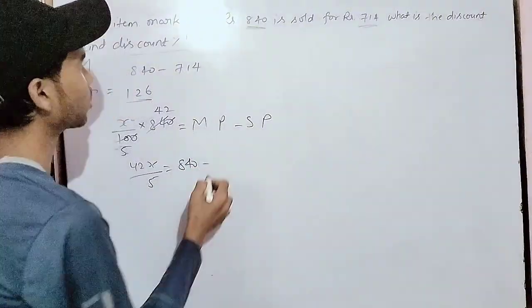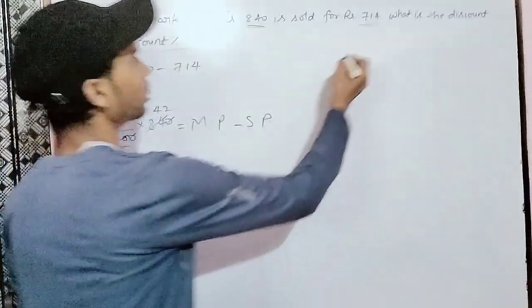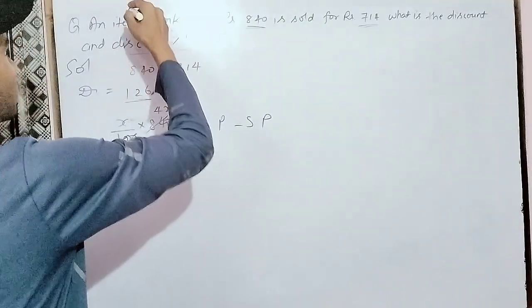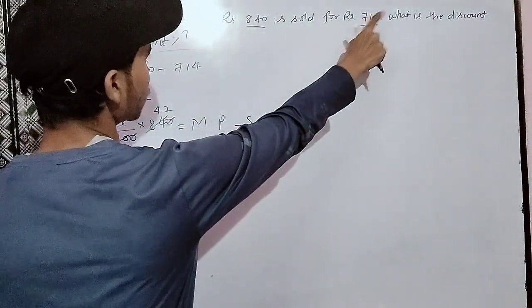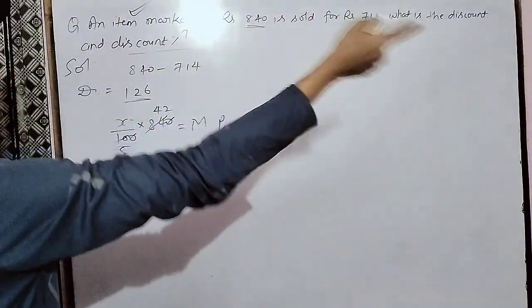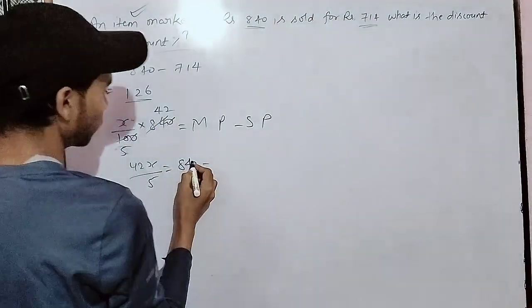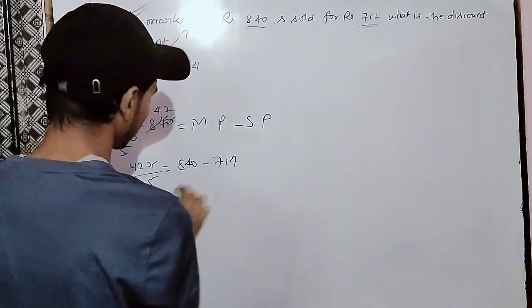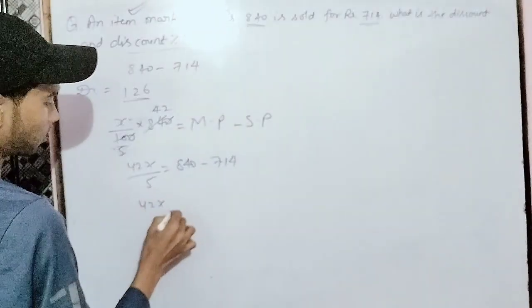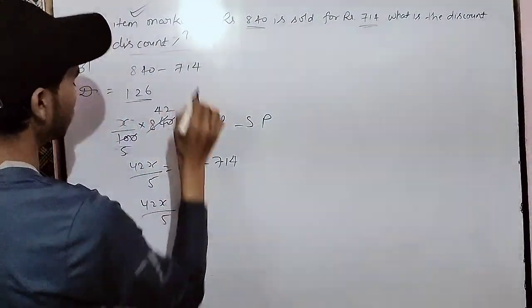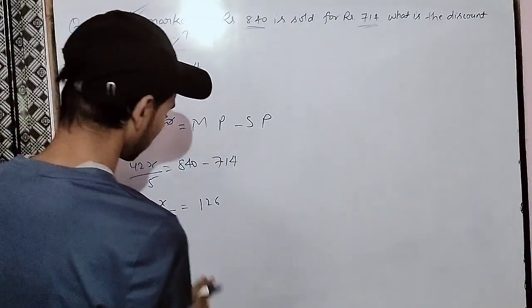MP is how much? 840. But we know the selling price. This is the selling price because at this price this item was sold. This is the final price. Selling price is also said to be the final price, and market price is also said to be the initial price of something. Selling price is 714. 42x upon 5 is equal to 126.